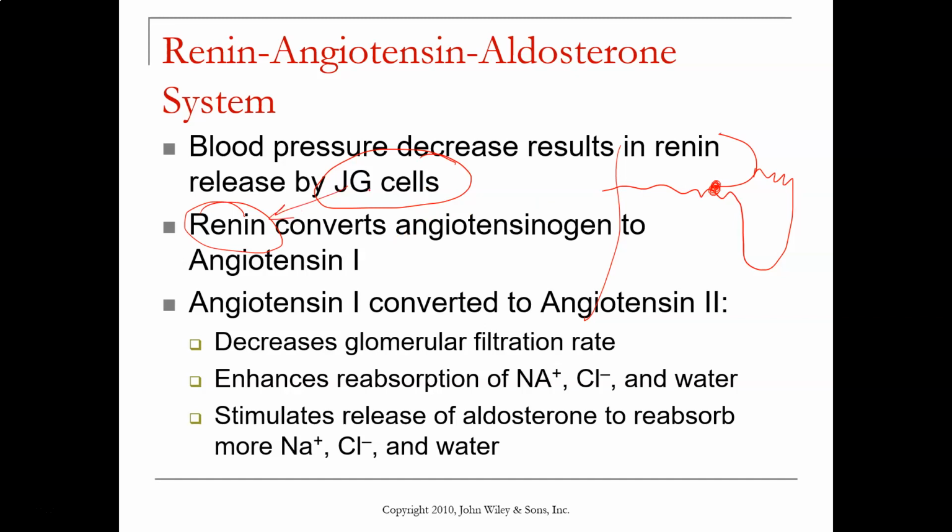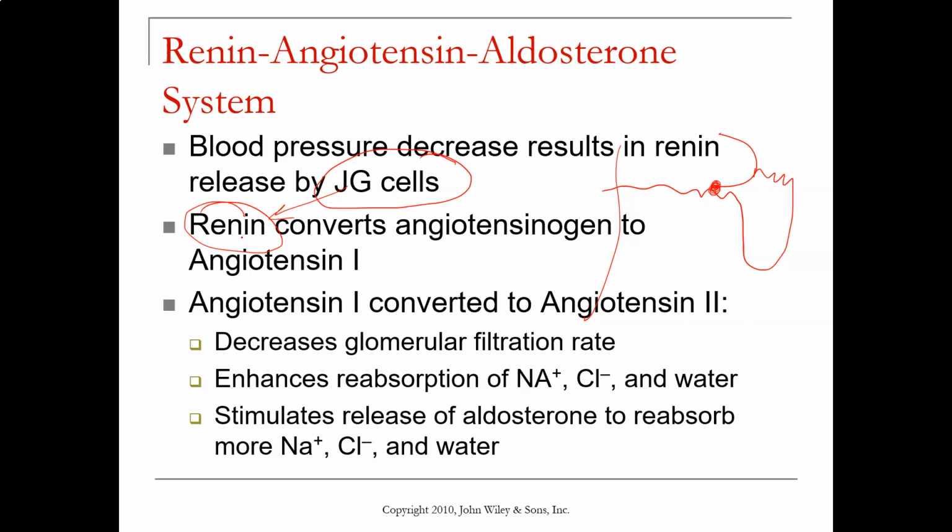Okay. Now, when do they make it? Well, they make it when you need to raise your blood pressure, when your blood pressure is too low. For example, if you're really dehydrated and your blood pressure starts to drop, then your JG cells are going to release renin. And as we'll see in a moment, renin is going to raise your blood pressure. Not directly, but it's going to lead to it.